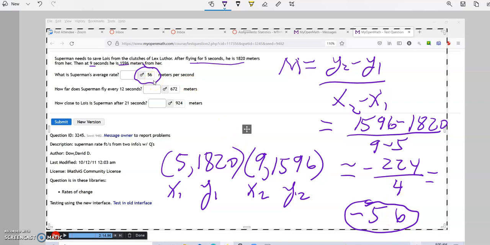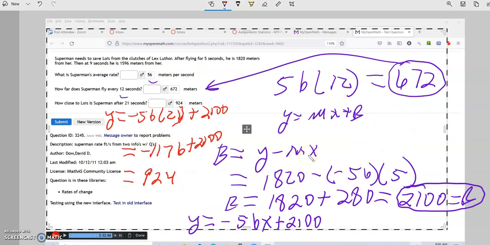Now, the slope is negative 56, but they did not ask you if it's positive or negative. They just said, what is the average rate? So the average rate is 56 meters per second, but it's getting closer and closer. That's why the slope is negative. All right, I'll pause and explain the rest in a second. Like I said, this is probably the hardest problem in the entire chapter.